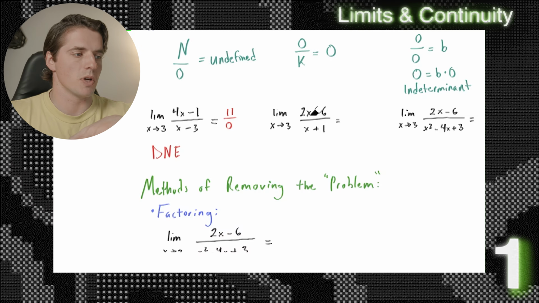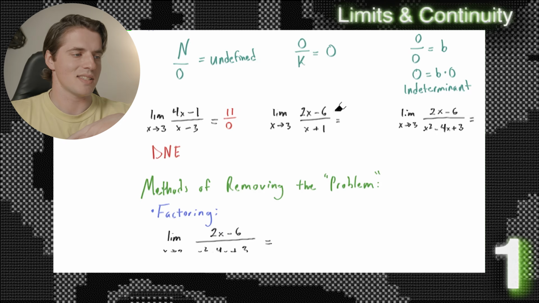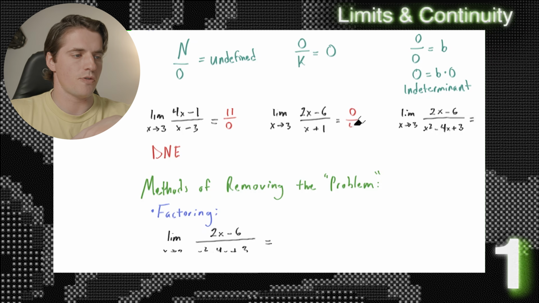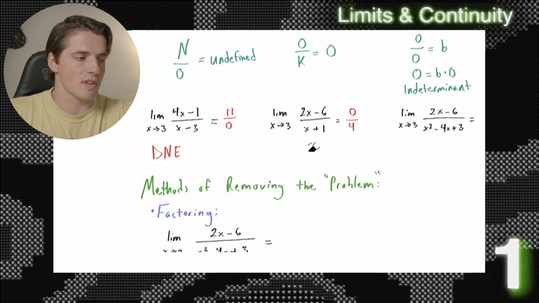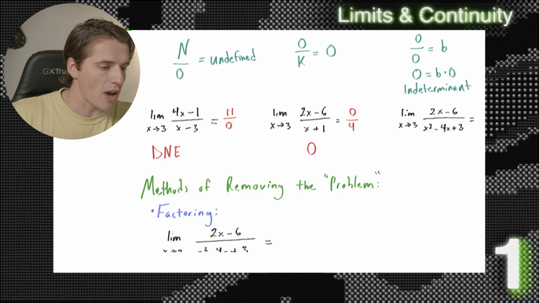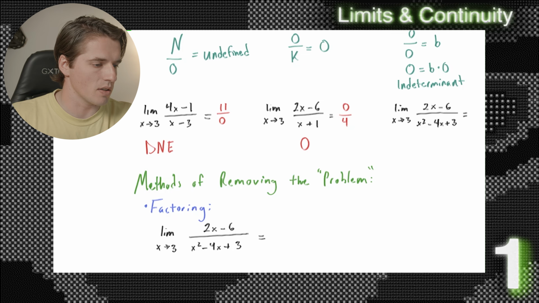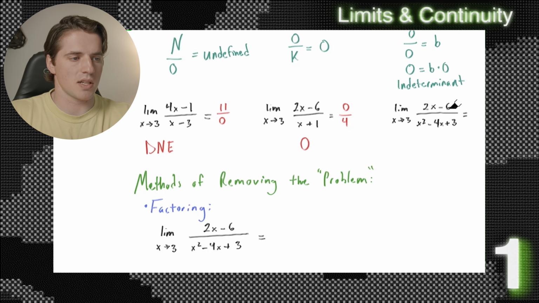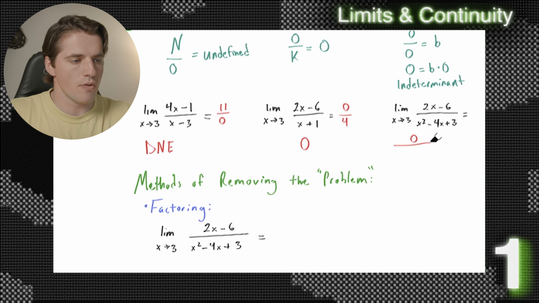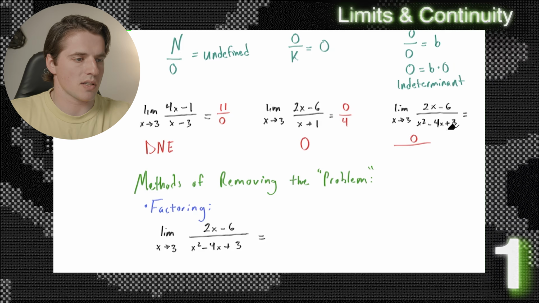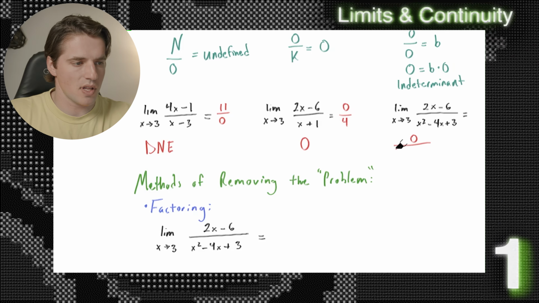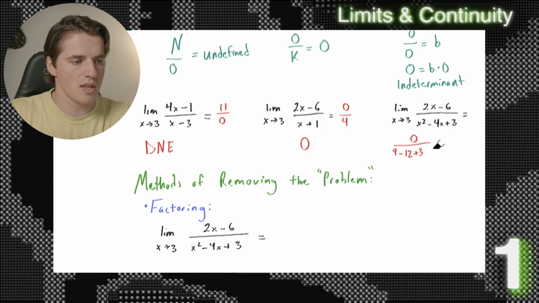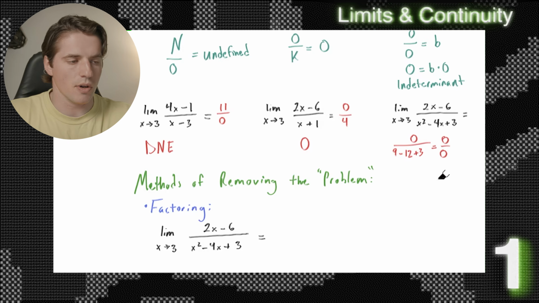If we keep going, if we plug in 3 here, we have 2 times 3 is 6, minus 6 is 0, over 3 plus 1 is 4. So this is just 0. This limit would be 0. And finally, if we look at the last one, we have 2 times 3 is 6, minus 6 is 0, over x squared minus 4x plus 3. Okay, 3 squared is 9, minus 12 plus 3. This ends up being 0 over 0.